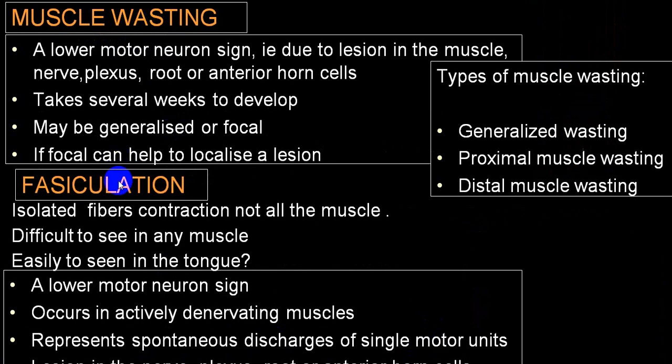So muscle wasting, fasciculation we have discussed enough, and you have to look at whether it is generalized, whether it is proximal, whether it is distal, whether it is unilateral, whether it is bilateral, and then depending upon those you will be putting them into upper motor neuron, lower motor neuron, whether it is myopathy, whether it is disuse atrophy, all those words you can utilize.